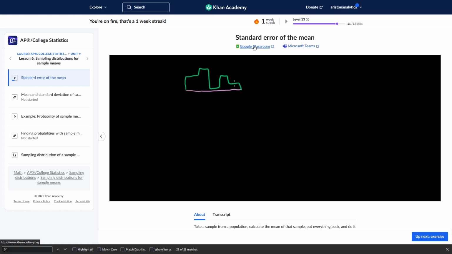So let's say you were to take samples of, let's say, n is equal to 10. So we take 10 instances of this random variable, average them out, and then plot our average.